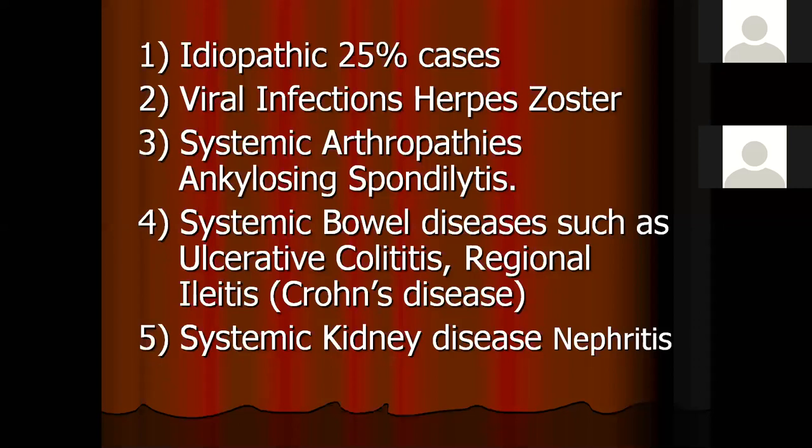So whenever you get patients of ankylosing spondylitis or some bowel diseases or kidney diseases, you must send this patient to an ophthalmologist for eye examination. So whenever you get these cases, you must examine their eyes as well to exclude the possibility of uveitis.